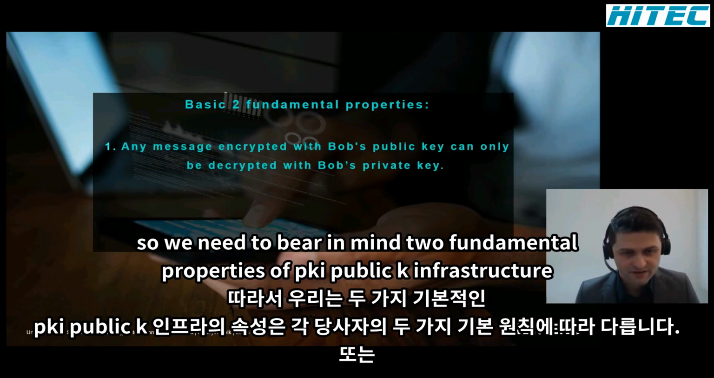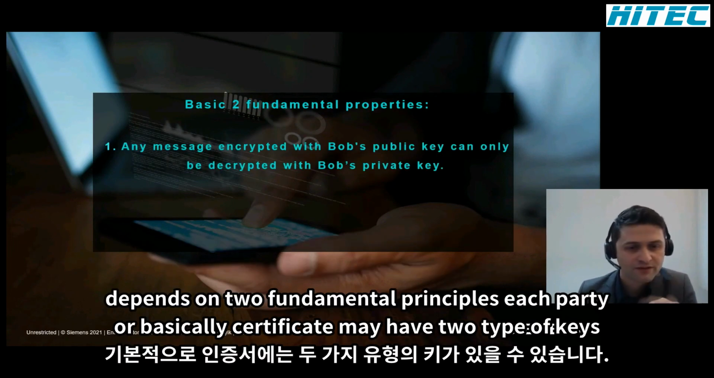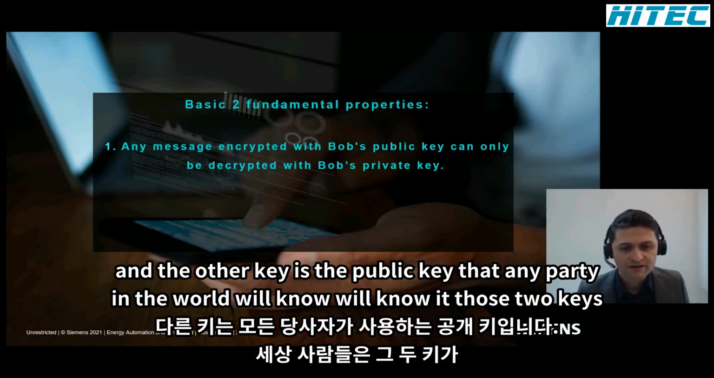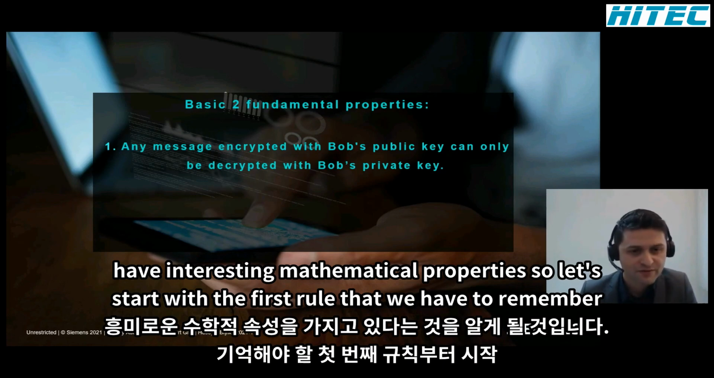Public key infrastructure depends on two fundamental principles. Each party, or basically certificate, may have two types of keys. One key is the private key, which only the party itself knows about, and the other key is the public key that any party in the world will know. Those two keys have interesting mathematical properties.